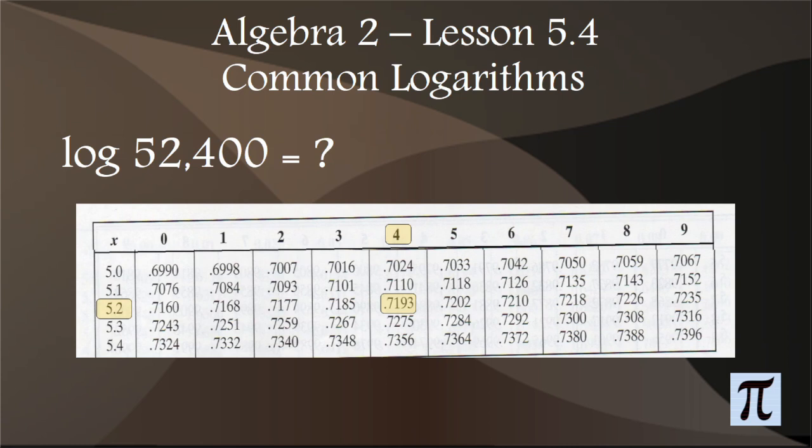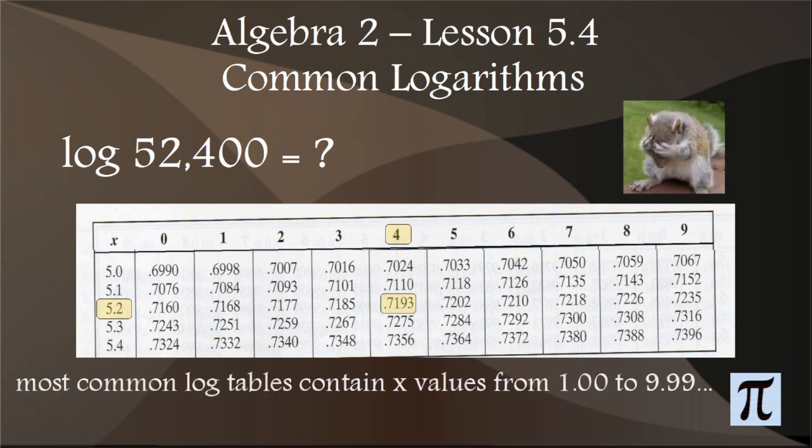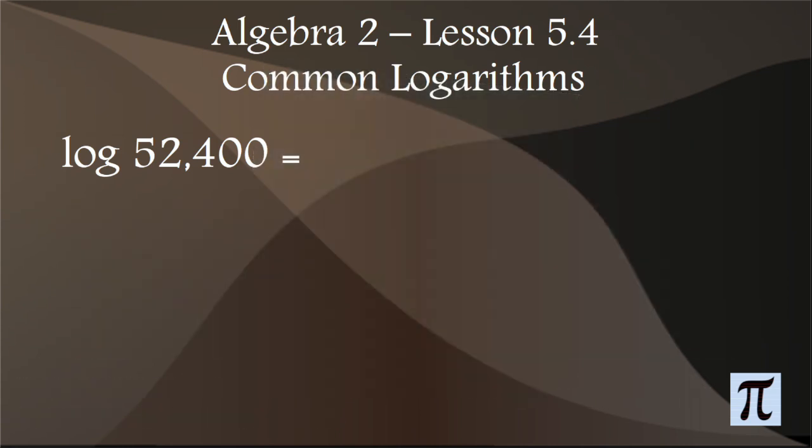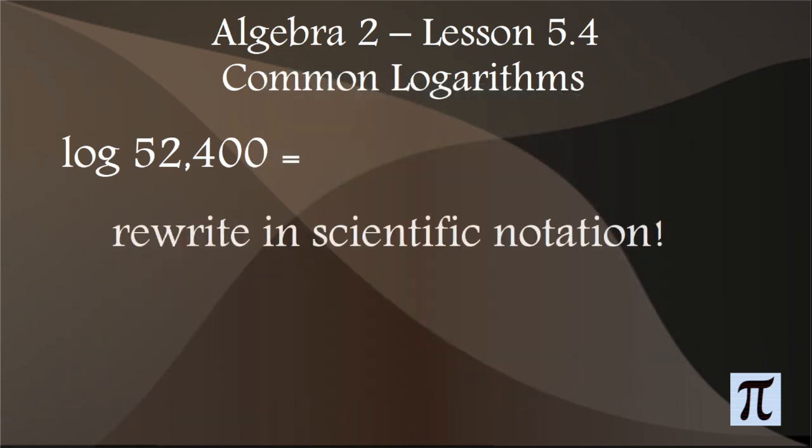What about the log of 52,400? Well, most common log tables contain x values from only 1 to 9.99. But that's all we really need. It's our turn to be sneaky. So let's rewrite this expression in scientific notation.